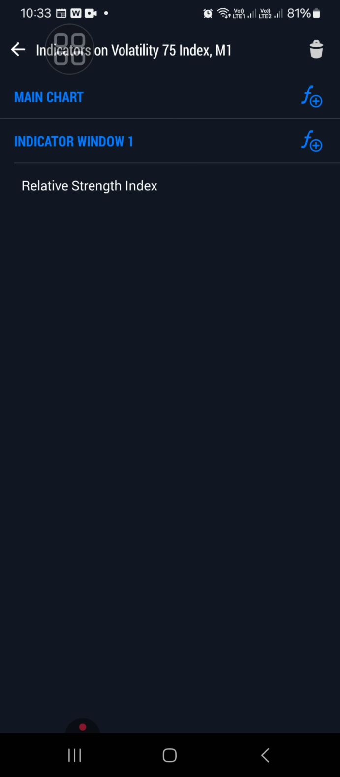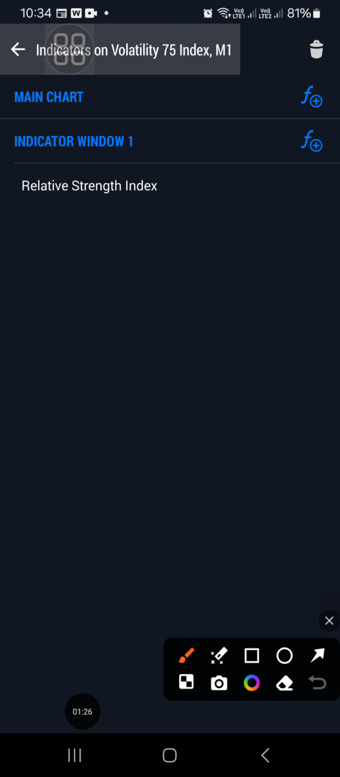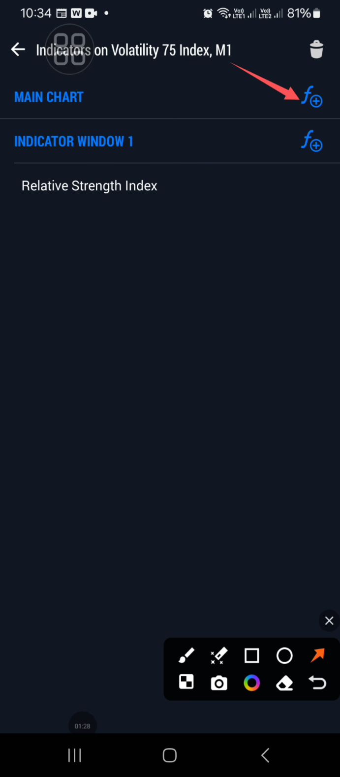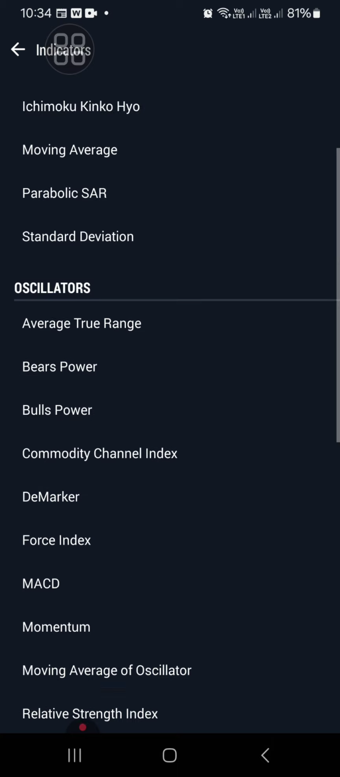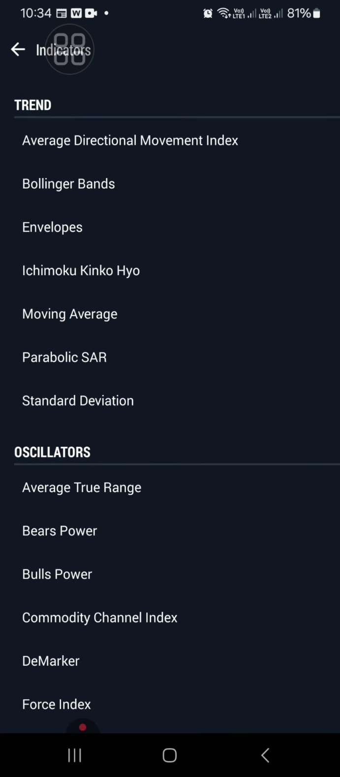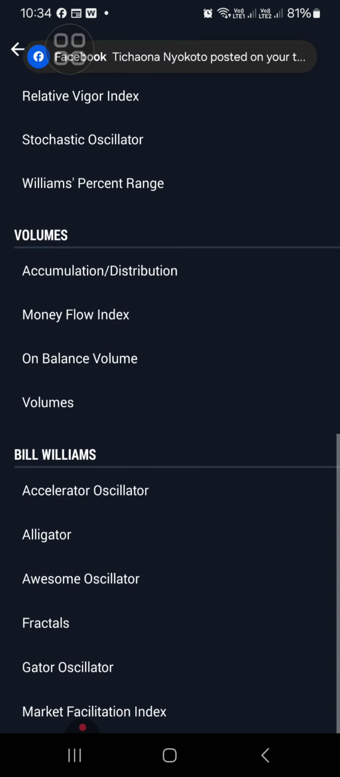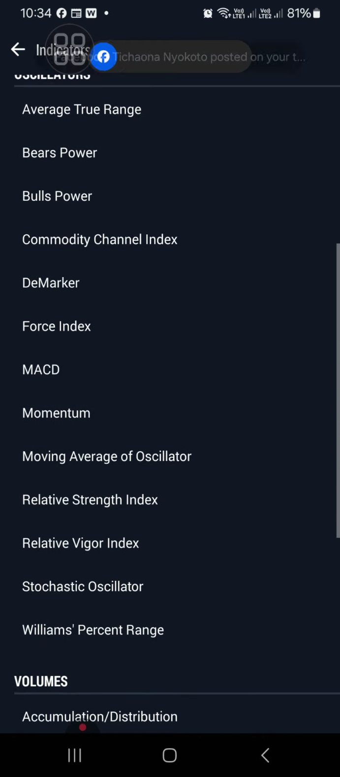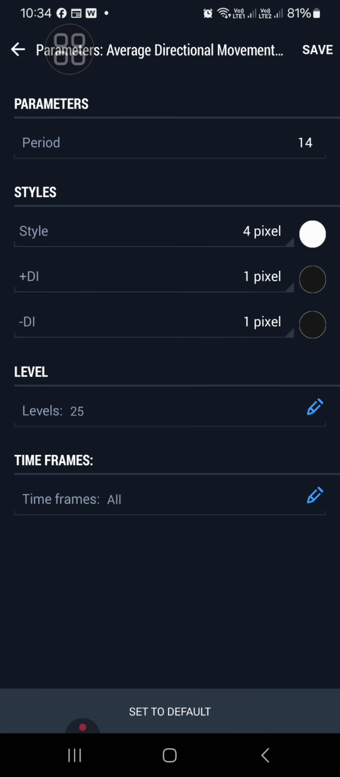Then I'm also gonna add another indicator. I'm gonna come to the F icon that you see here. We have two F icons, and I'm gonna click the first one. Then I'm going to add the average, the ADX. Where is the ADX? Yes, we have the average directional movement, the ADX.